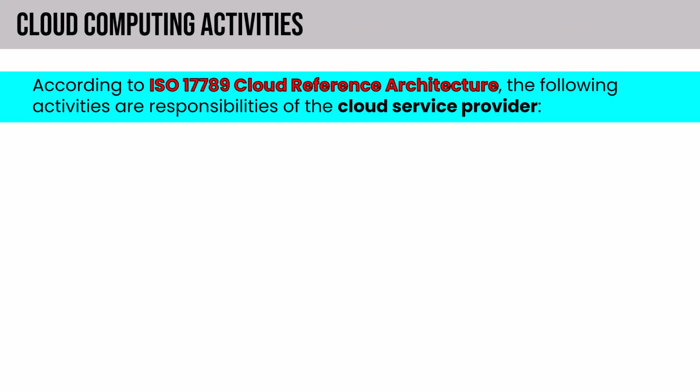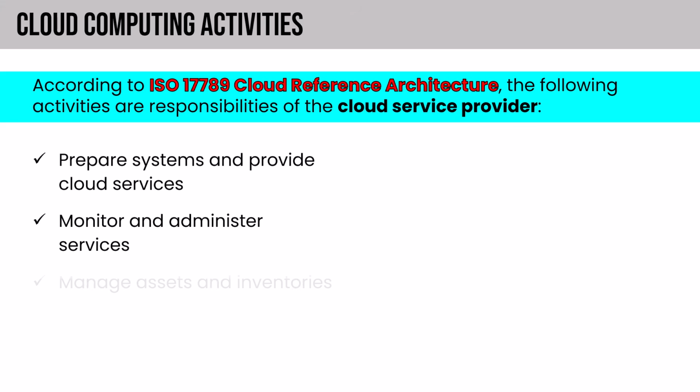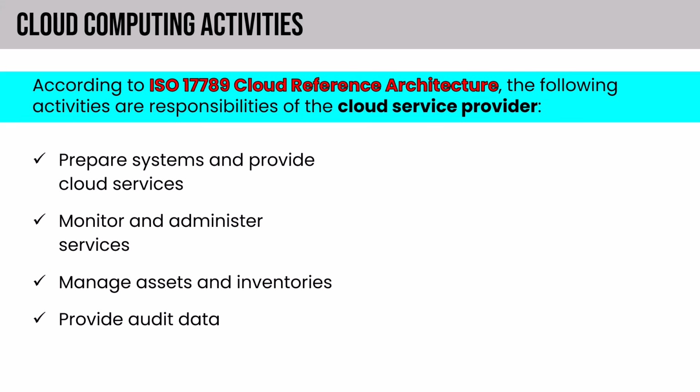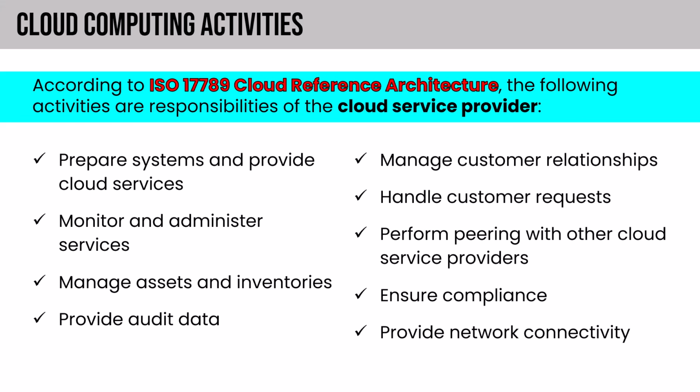Now, according to ISO 17789, these are the responsibilities of the cloud service provider, the CSP. Preparing systems, providing the services, managing assets and inventory, providing audit data, whether contractual or required by law, managing customer relationships, handling customer requests, performing peering with other cloud service providers, ensuring compliance, at least where compliance is mandated by law or the CSP promises compliance with regulations such as GDPR or FedRAMP or HIPAA, and providing, of course, network connectivity. And again, that's the CSP responsibility.